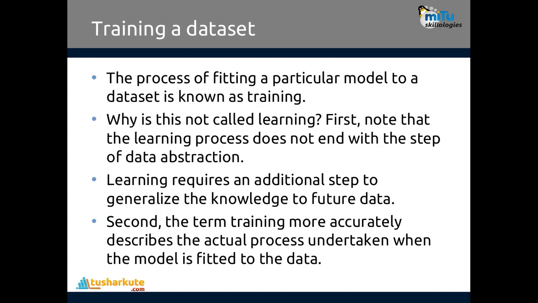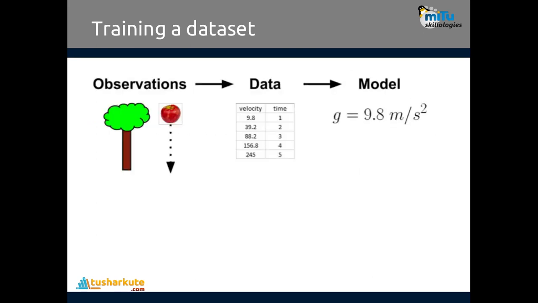Training a data set: the process of fitting a particular model to a data set is known as training. Why is it not called learning? First, note that the learning process does not end with the step of data abstraction. It needs generalization also. Learning requires an additional step to generalize the knowledge to future data. Second, the term training more accurately describes the actual process undertaken when the model is fitted to the data. That's what we call training a data set. This is a very important phase that machine learning has: fitting a particular model to the data set is called training. Let's take an example. This is human observation, Newton's observation: the apple is falling from the tree.